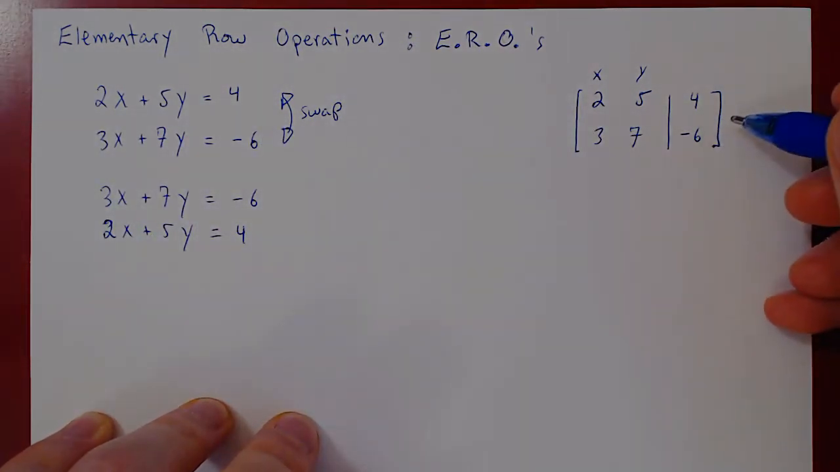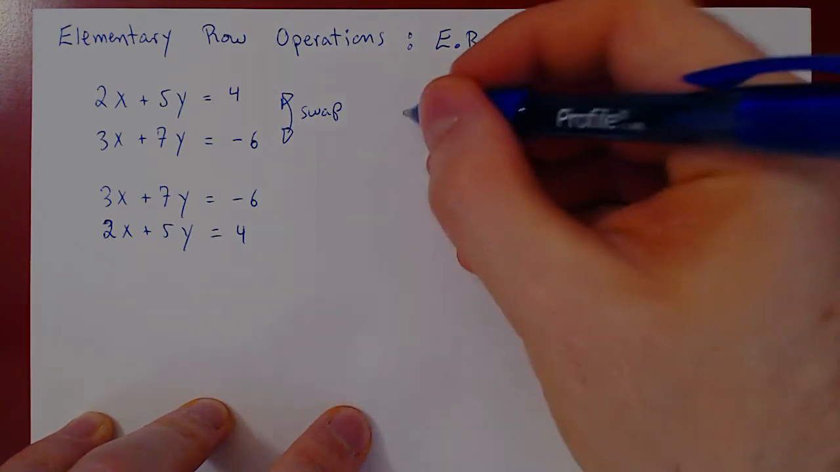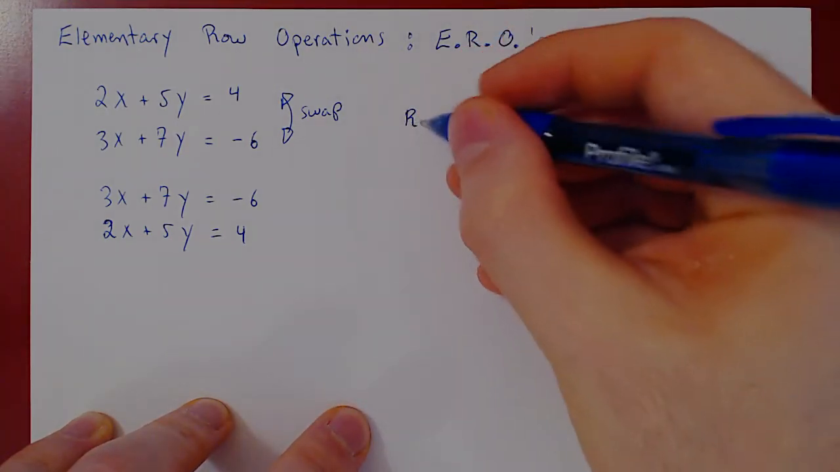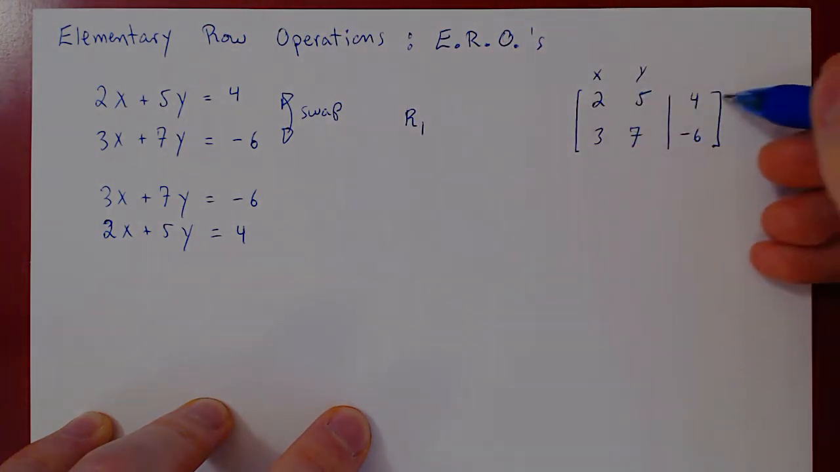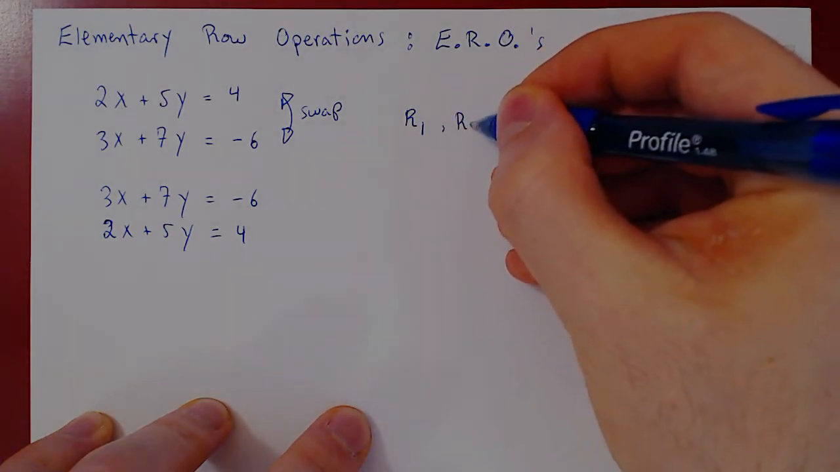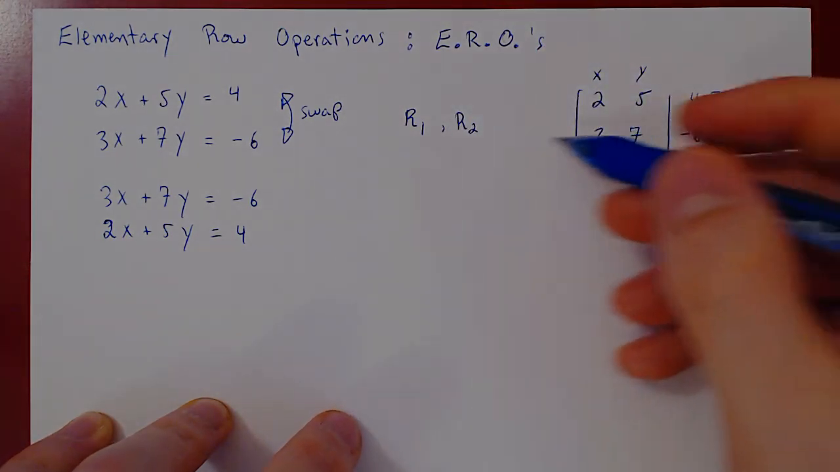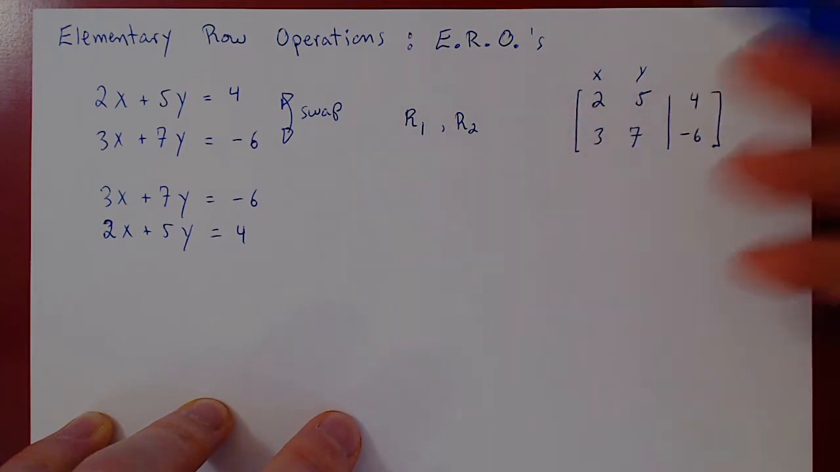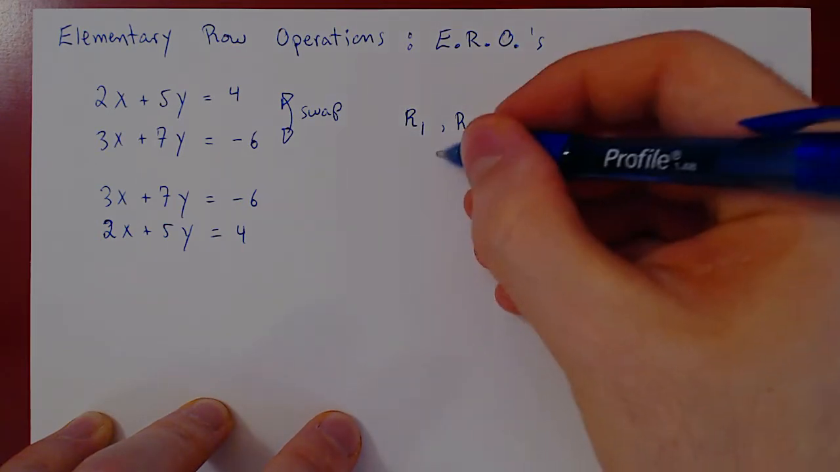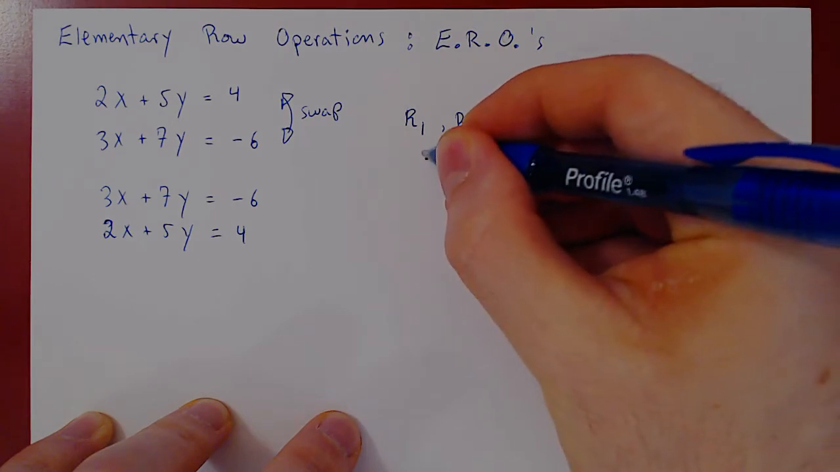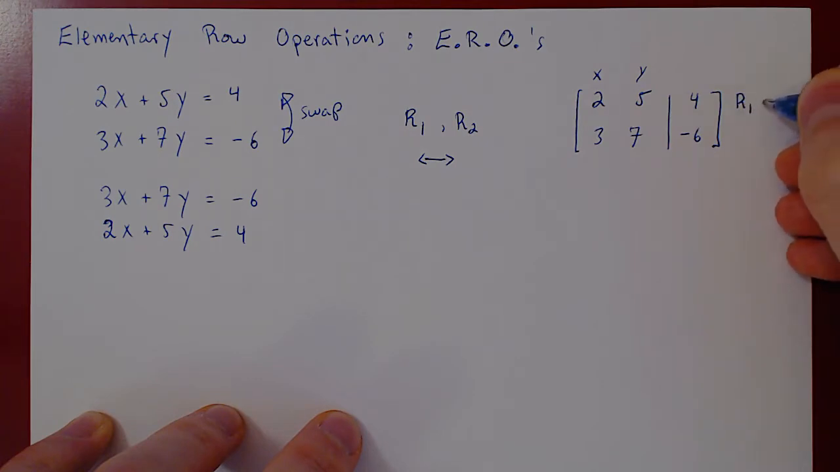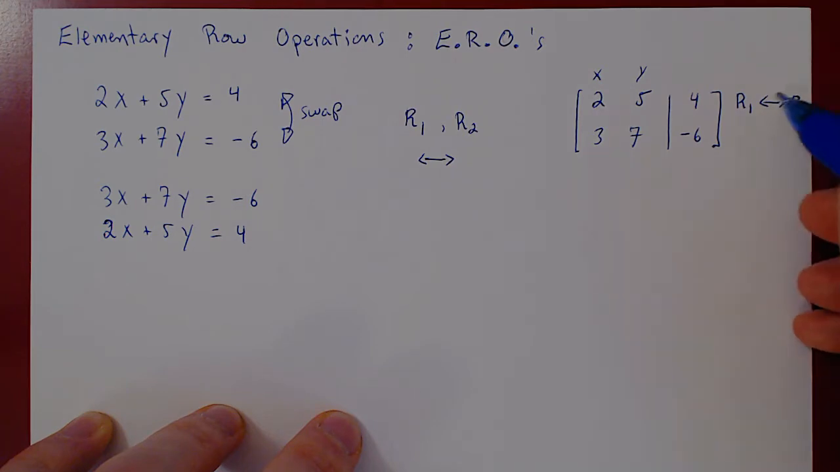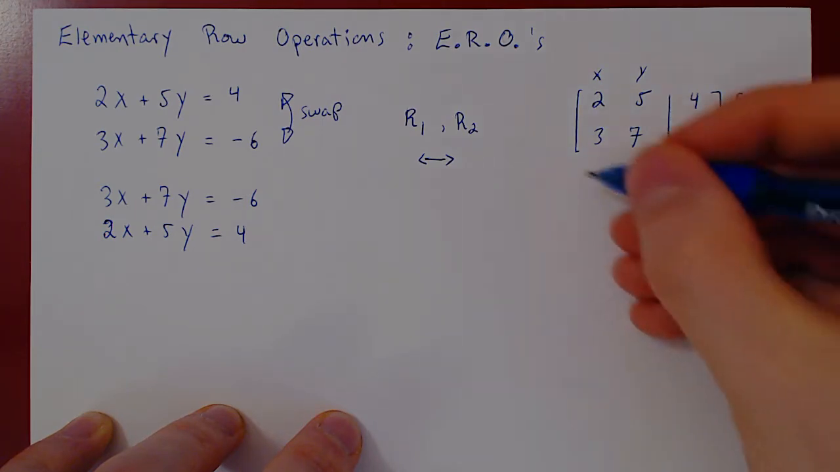And how do we write this? Well, we'll use the letter R for row and a subscript for the index of the row. So R1 means the first row of our matrix, R2 means the second row. And if we had more than 2 rows, R3 would be the third row, and so forth. We use a double-headed arrow to mean swapping, interchanging. So it's simply right here, row 1, double-headed arrow, row 2. So this means swap row 1 and row 2.